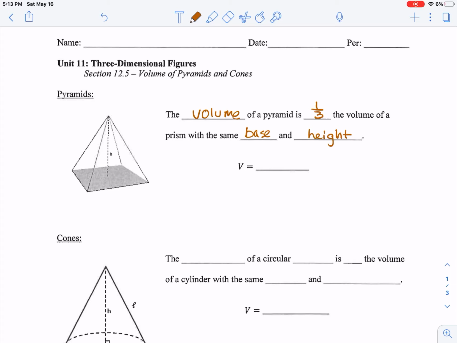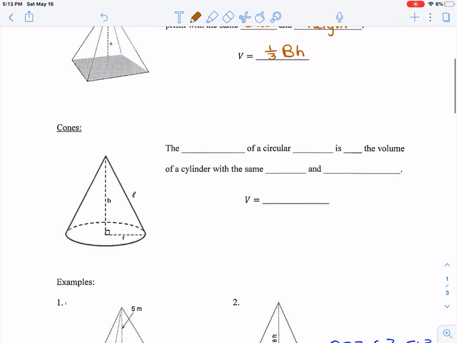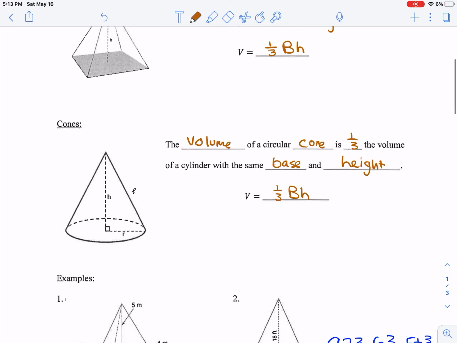So the formula for this is just going to be 1/3 times capital B, the area of our base, times our height. Now for a cone, very similar, the volume of a cone is 1/3 the volume of a cylinder with the same base and height. So again, we could write 1/3 capital B, our base area, times the height, or specifically for cones, we could do 1/3 pi r squared times our height.